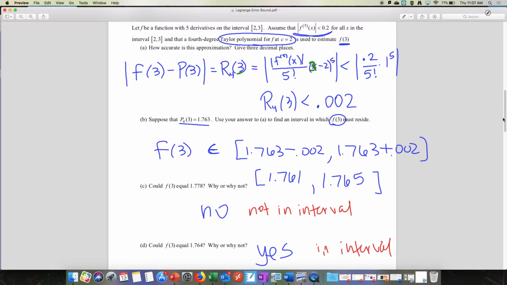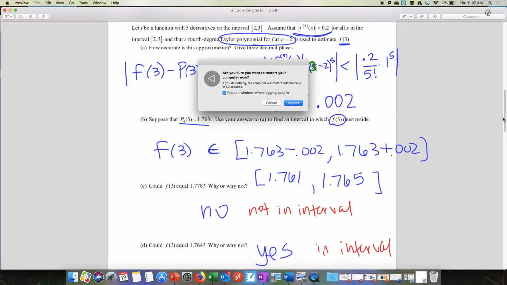Okay. Well, that was kind of boring. I mean, we didn't really have to do a whole lot of thinking about the max derivative or anything like that. Yes. Well, that doesn't really matter. Uh-oh.